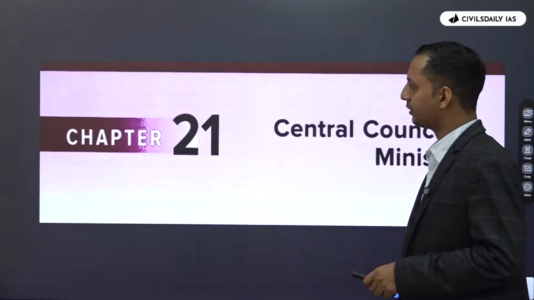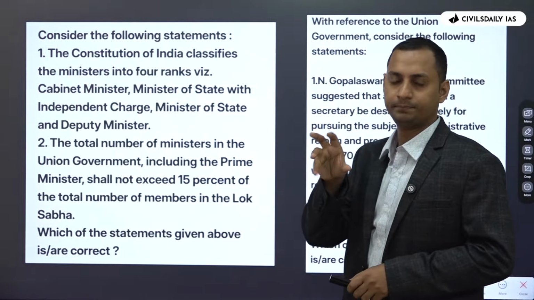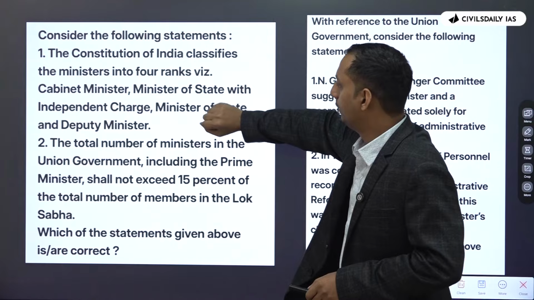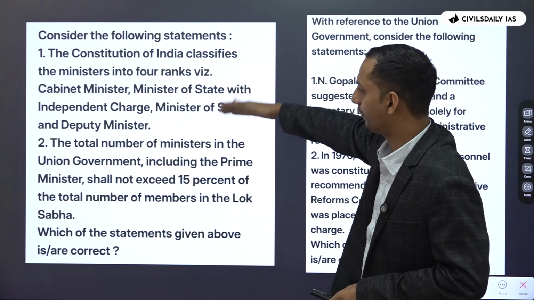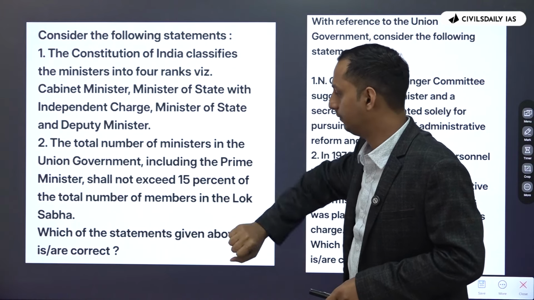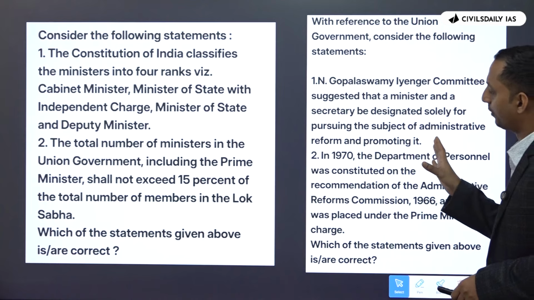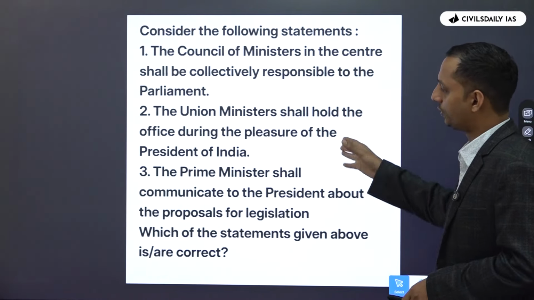Now, Central Council of Ministers, the same thing. Mostly, UPSC has asked about the composition, not the powers, but how is the composition. Here, UPSC has asked about the classification of different ministries: Cabinet, Minister of State, Independent. It's about the composition. This is also composition. This question was an out-of-the-box question. You can completely ignore this one.